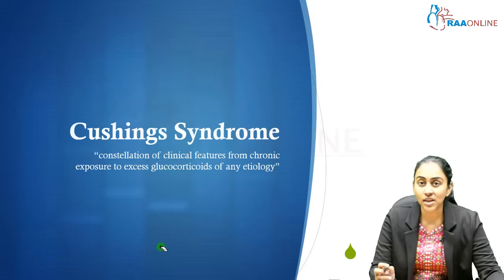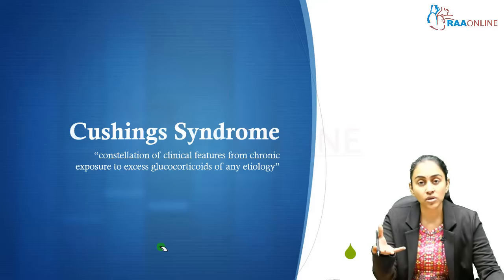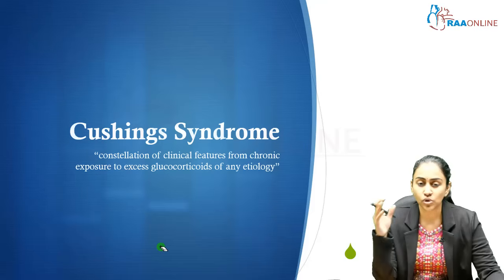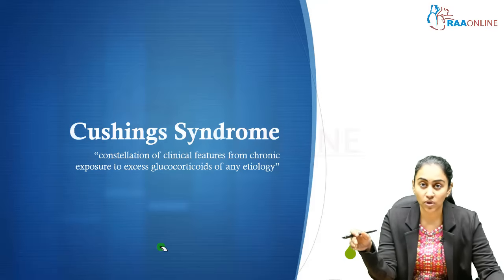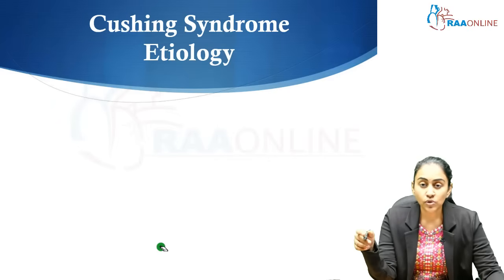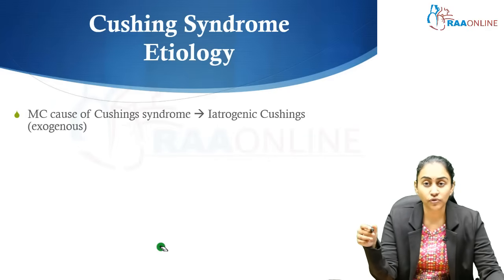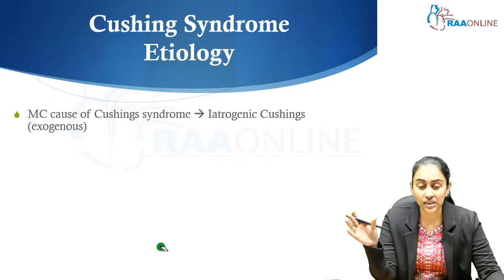Now, Cushing syndrome is essentially a clinical diagnosis. This is a constellation of clinical features resulting from chronic, long-term exposure to excess glucocorticoids of any etiology. So essentially, even exogenous glucocorticoid intake can result in Cushing's syndrome, Cushingoid features over a period of time. So, what are the different causes of Cushing syndrome?